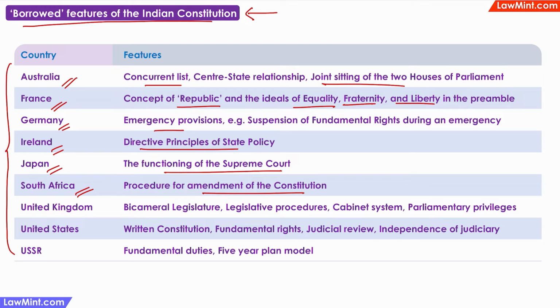And several features such as the bicameral legislature or parliamentary privileges were taken from the UK. The concept of written constitution, fundamental rights and judicial independence were taken from the United States. And the concept of fundamental duties was taken from Soviet Russia, which used to be called USSR at that time.